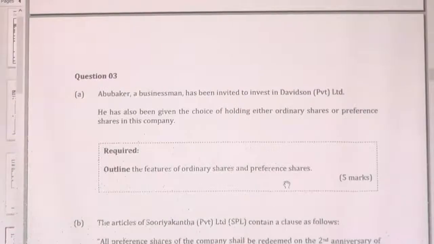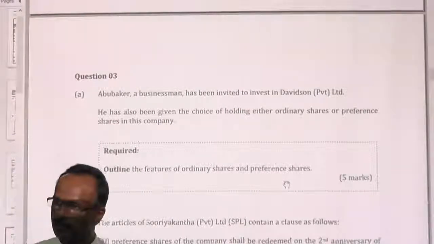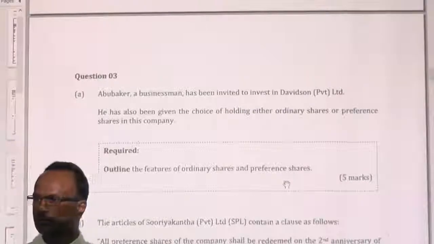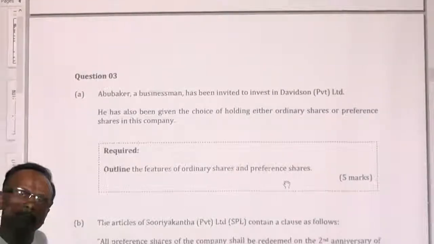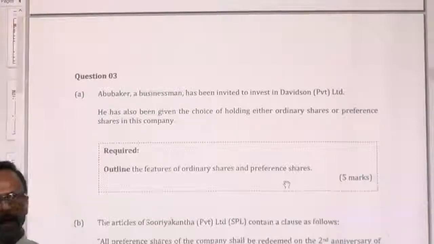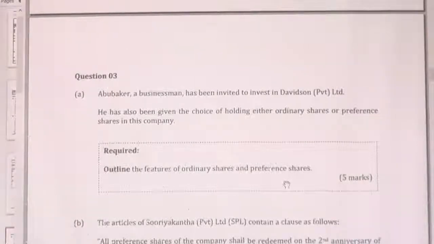So what you have to write here is an introduction about what ordinary shares and ordinary shareholders are, and then what preferential shares or preference shares and preferential shareholders are. And thereafter compare or differentiate these two, that is, what benefits a preferential shareholder would obtain over an ordinary shareholder.